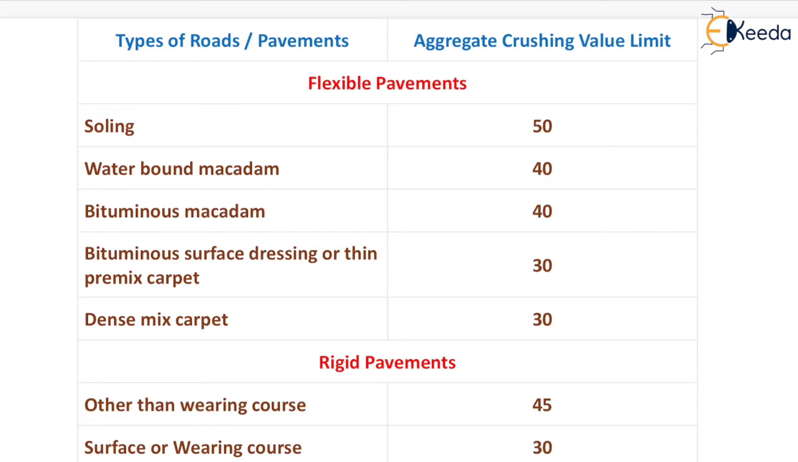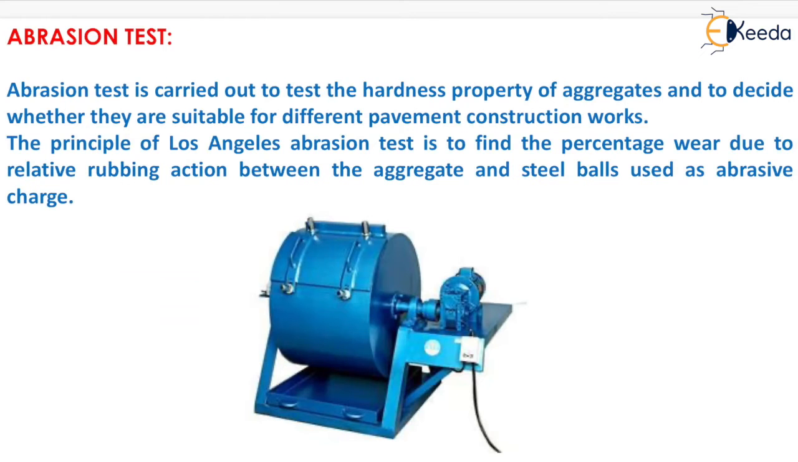Now for rigid pavement other than wearing course, the aggregate crushing value will be equal to 45 and for surface or wearing course it will be equal to 30. Now the next test is the abrasion test.